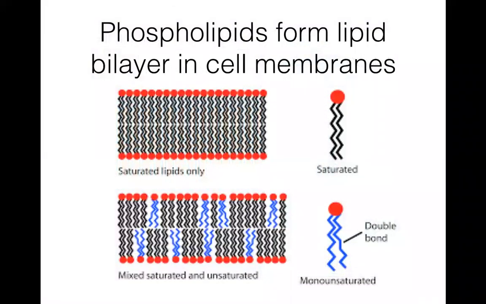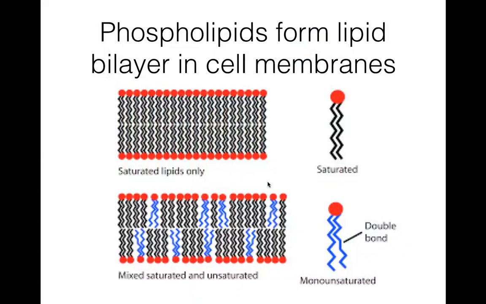Now, the degree of saturation of the tail would also affect the physical property of the cell membrane. When the cell membrane is composed of phospholipids that contain exclusively saturated fatty acids, we can see that the lipids are more compact to each other. Thus, the cell membrane is less fluid.